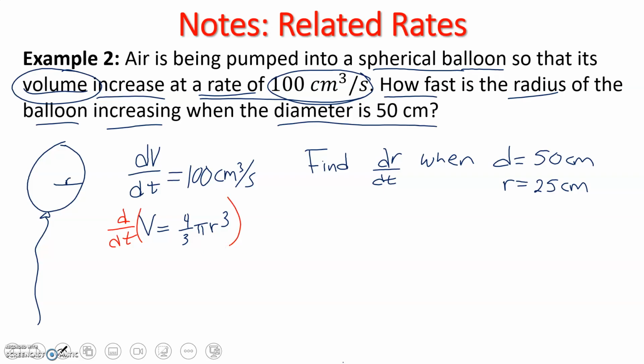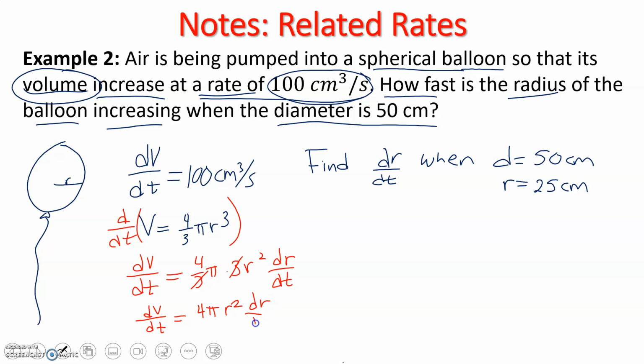We know the derivative of V with respect to time is, in fact, dV/dt. We know that the derivative of 4/3 pi r cubed is only going to affect the r. Pi is a constant, 4/3 is a constant, and the 3 is our power. Using the power rule, we keep the 4/3 pi, and then the r cubed has a derivative of 3r squared dr/dt. We know that the 3 and the divide by 3 cancel each other. So we know that dV/dt is simply 4 pi r squared dr/dt.